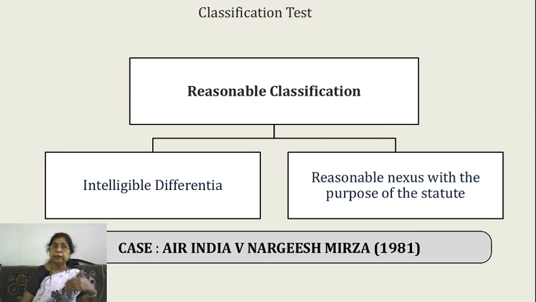For example, providing them conveyance from their workplace at night. So, there are certain laws where you can have a criteria or a classification. That classification should be intelligible, and it should have reasonable nexus with the purpose of the statute. The classification is permitted under Article 14.